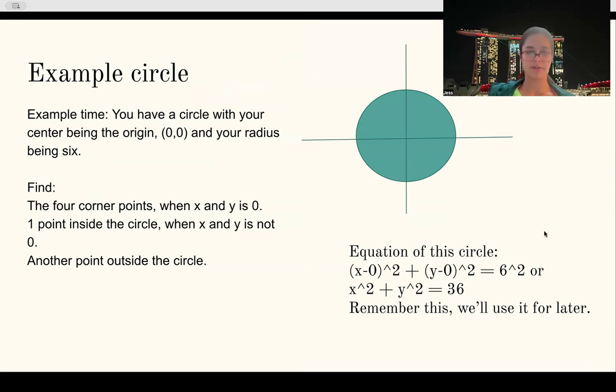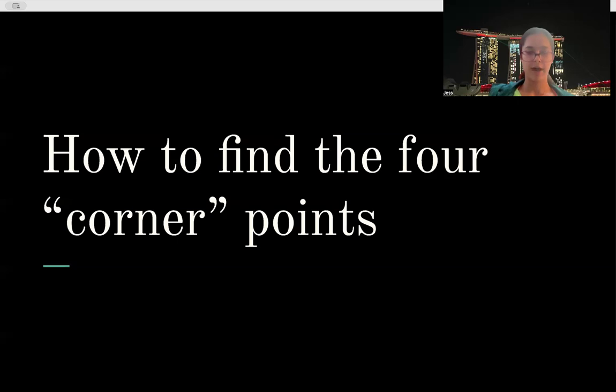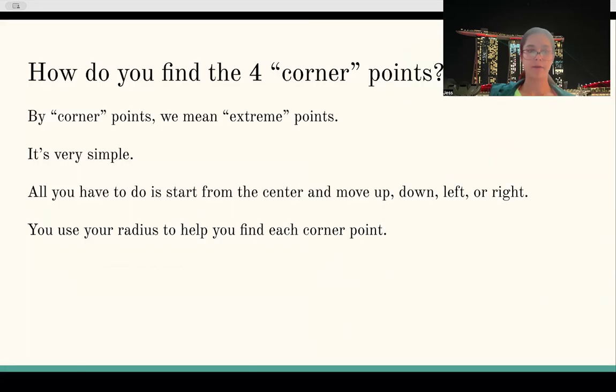Here's the equation of this circle. X minus 0 squared plus y minus 0 squared equals 6 squared. Or x squared plus y squared equals 6 squared. Remember this because we'll use it for later. So how do you find the 4 corner points? And by corner points, we mean extreme points. So it's very simple. All you have to do is start from the center and move up, down, left or right. You use your radius to help you find each corner point.